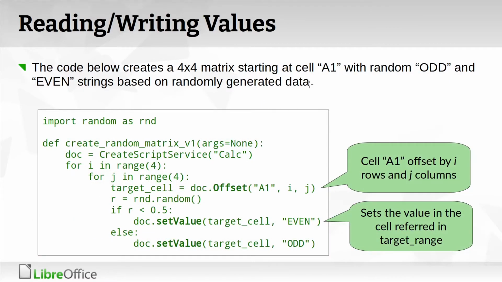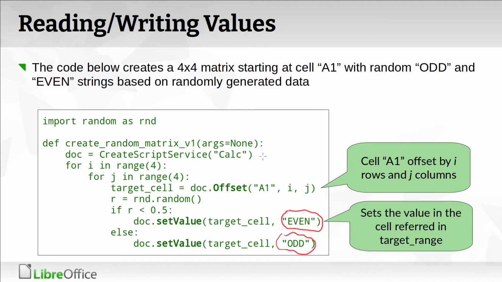Well, now let's start with the examples, and we're going to start with a very simple example that creates a matrix with strings that can be either the word even or the word odd. So these are the strings that are going to be inserted in a matrix of cells in the current sheet. The idea here is very simple. I'm not going to dive into the Python aspect of this script, but I'm going to focus on the ScriptForge library aspects.